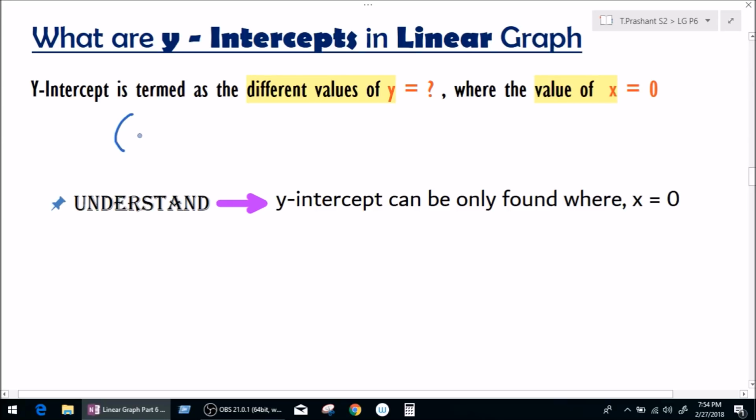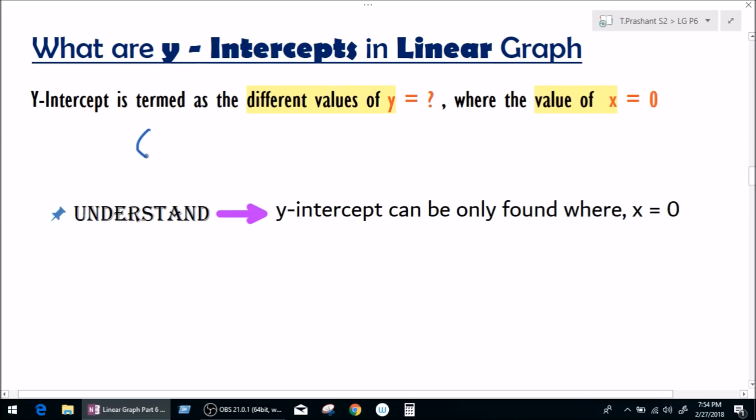Let's take three different coordinates with different values of y and the same value of x, which is 0. So let's write the first coordinate as 0 and 3. Let's write the second coordinate as 0 and 2. Let's write the third coordinate as 0 and 1. What do you figure out in all these three coordinates?